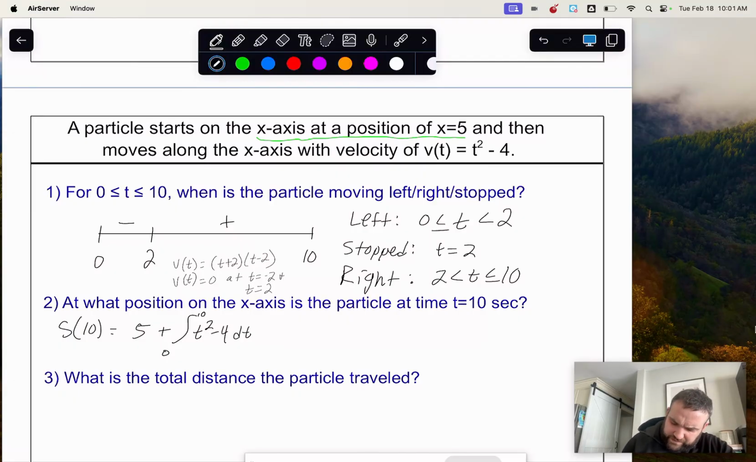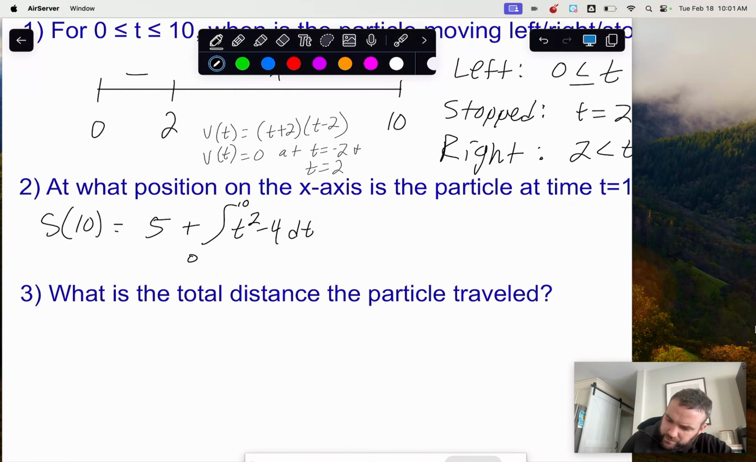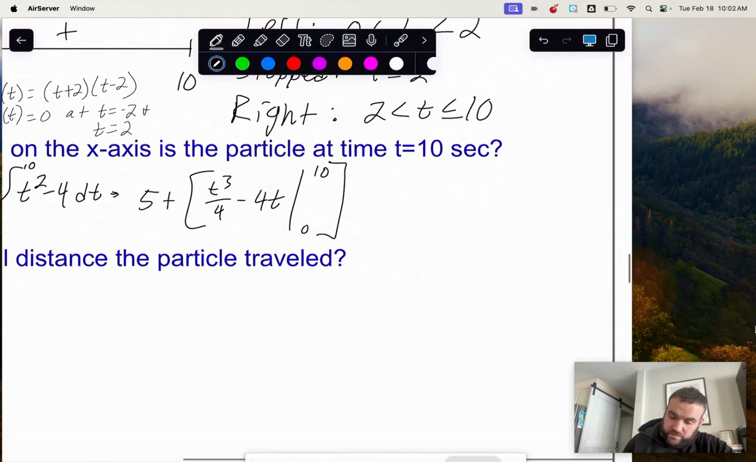And if I integrate that, I would have t cubed over 3 minus 4t, evaluated from 0 to 10. This is the displacement in those 10 seconds. So if I plug in 10, this is going to give me 5 plus 10 cubed, which is 1,000, over... why is it over 4? It should be over 3. So this is 1,000 over 3 minus 40.